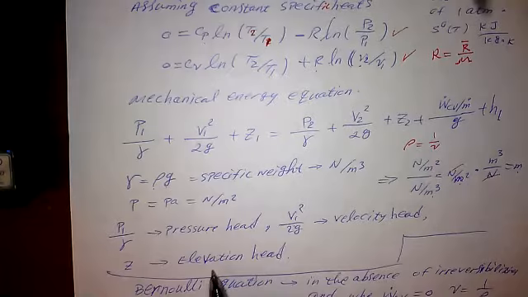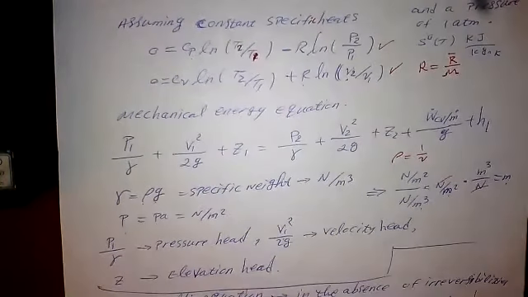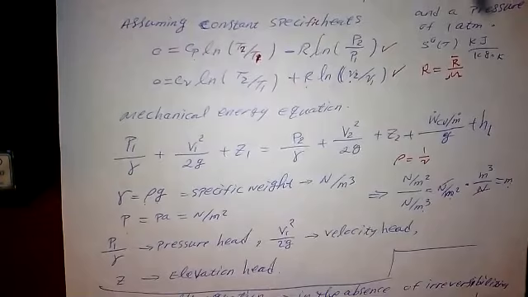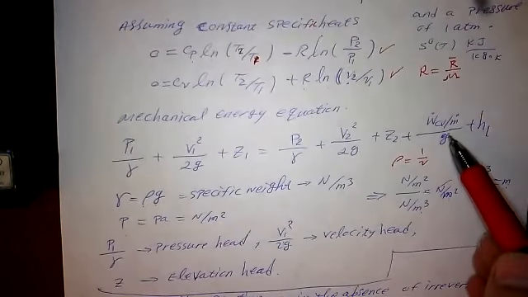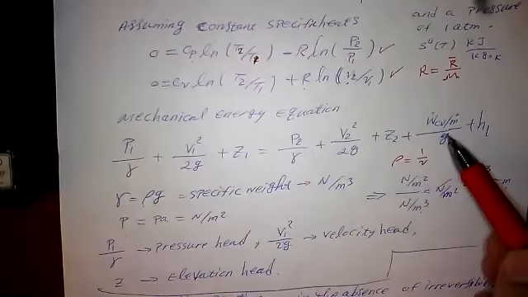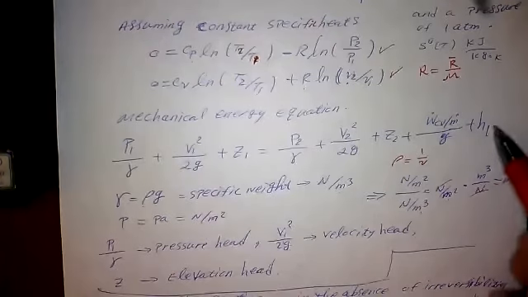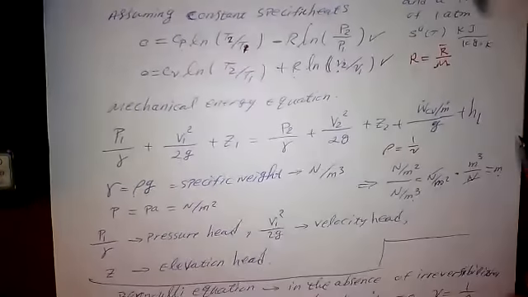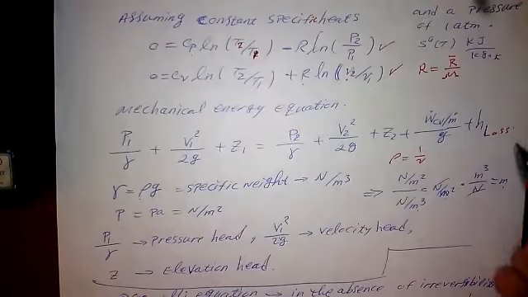The term Z we call the elevation head. Also we have the work, either of the turbine or compressor; this part could be the turbine head or compressor head. And we also have some losses, denoted by HL, that's the loss.